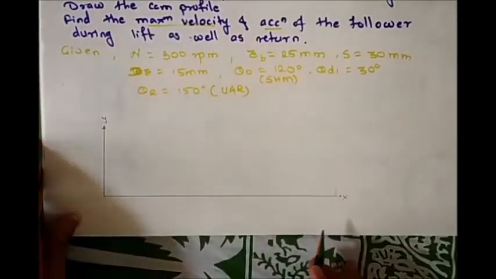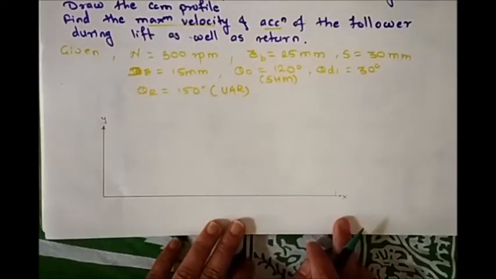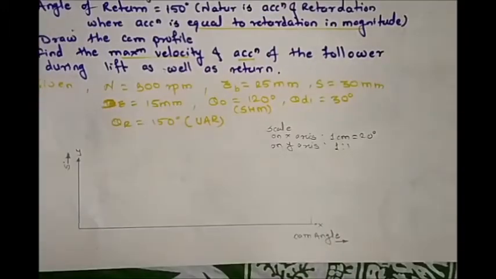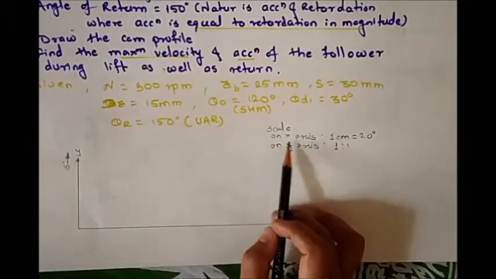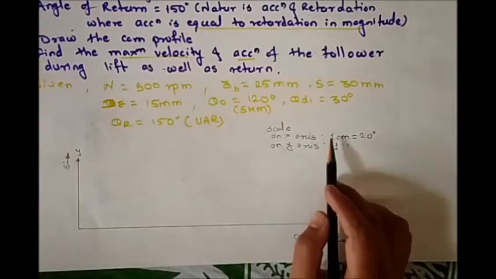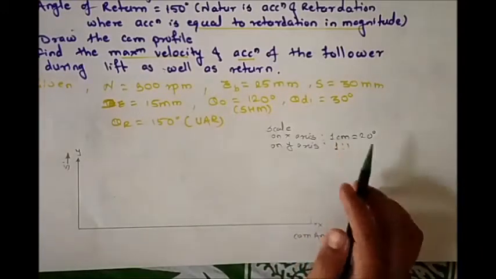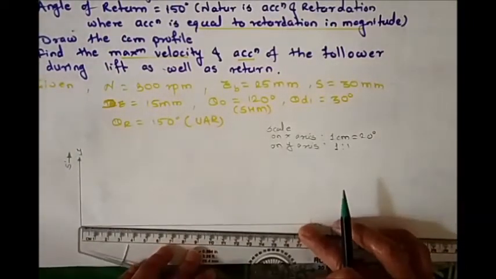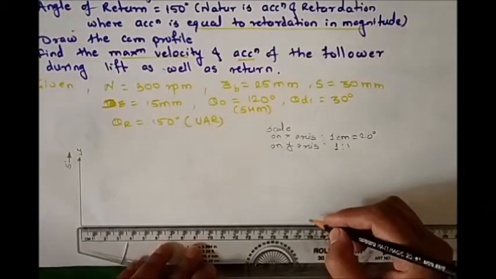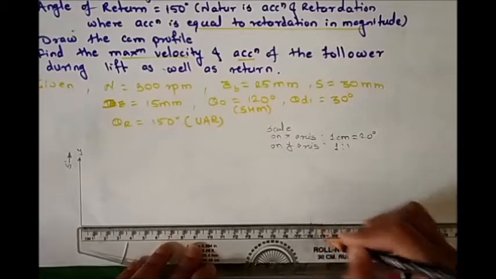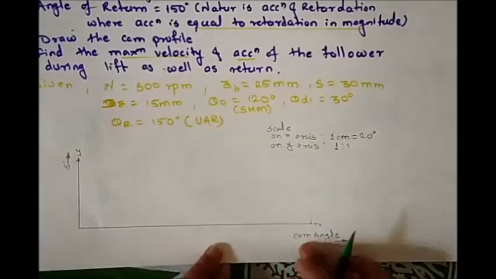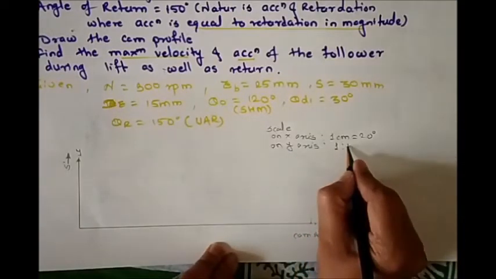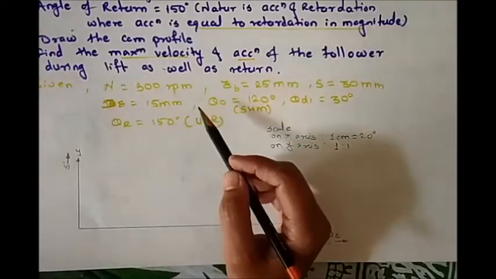So here we have XY axis. On X axis we have the cam rotation angle, and on Y axis we have the follower displacement. So let's take the scale. On X axis, which is the cam angle, 1 centimeter is equal to 20 degree, because we are going to consider one rotation of cam. So here we are going to mark 18 centimeter distance, that is 360 degree rotation of the cam. Then on Y axis we are taking the scale 1:1, that is for the stroke length.